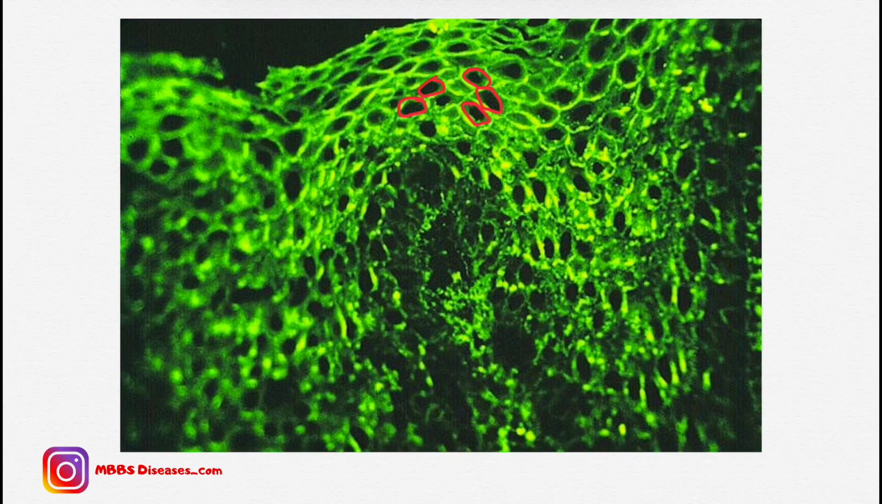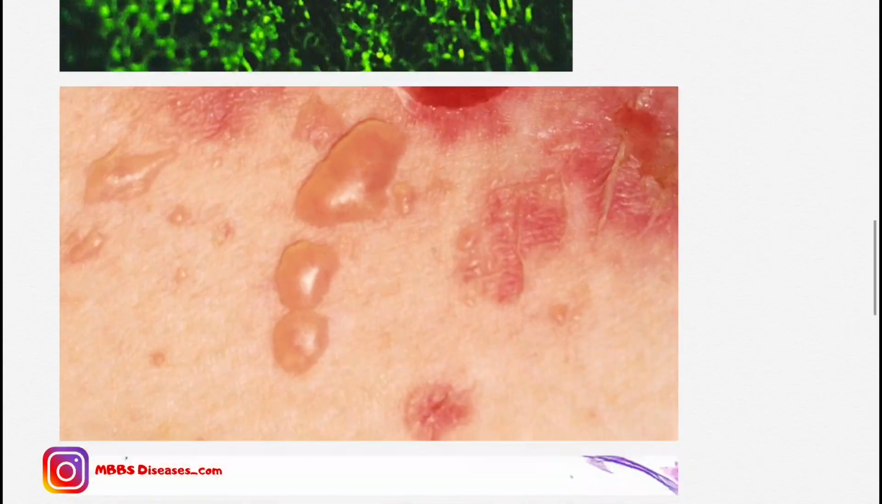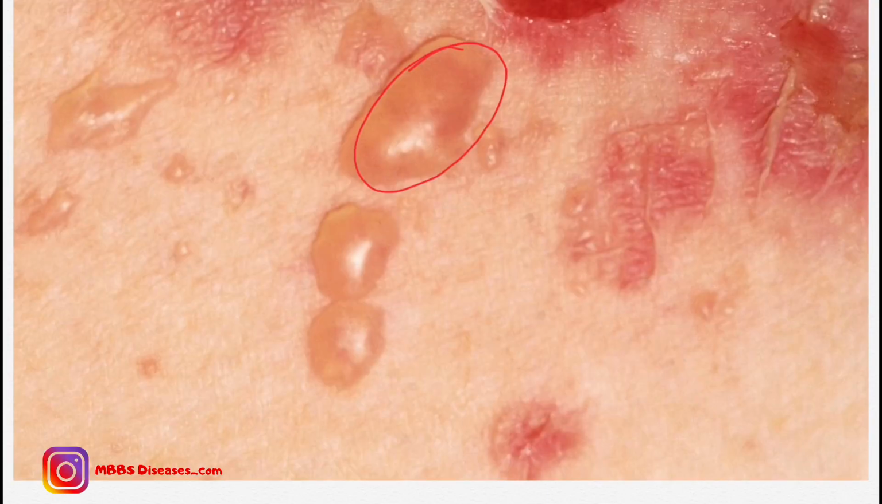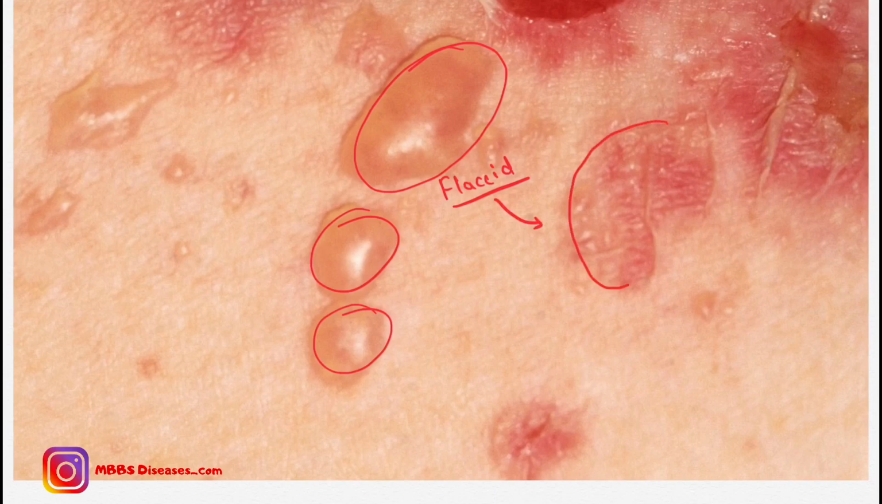Now coming to the second photograph, which is about the bulla. As you can see, this is a bulla, this is a bulla, and these are flaccid bullae. So these are flaccid, so they can rupture. You can also see an erosive part here because these bullae can rupture.